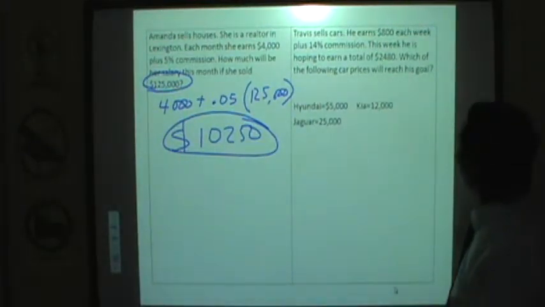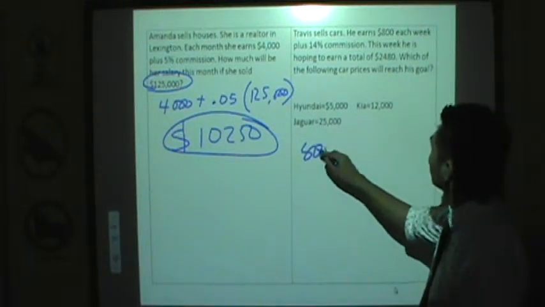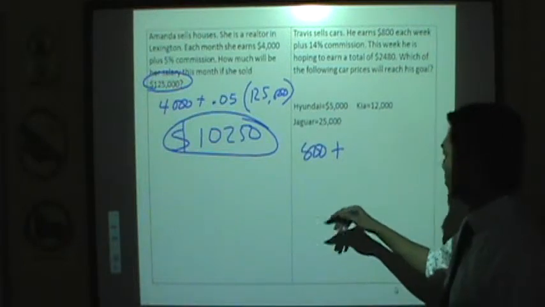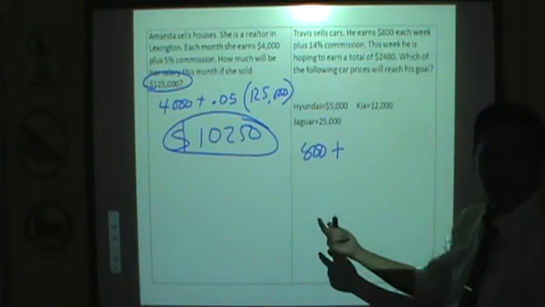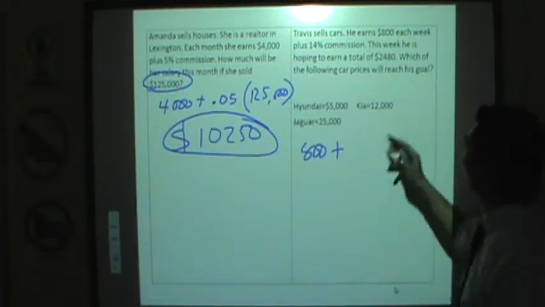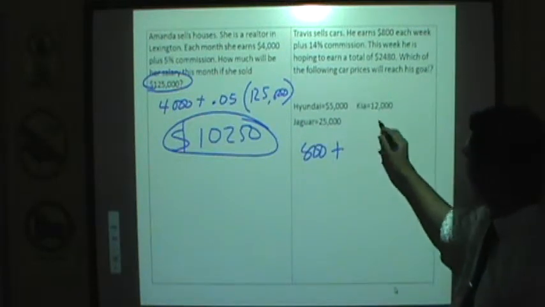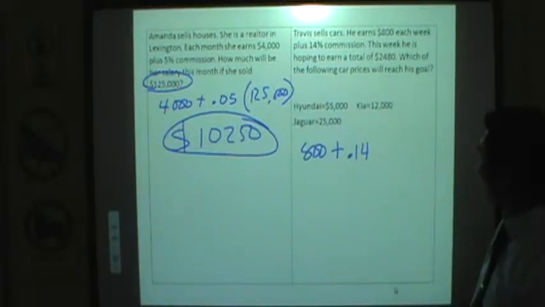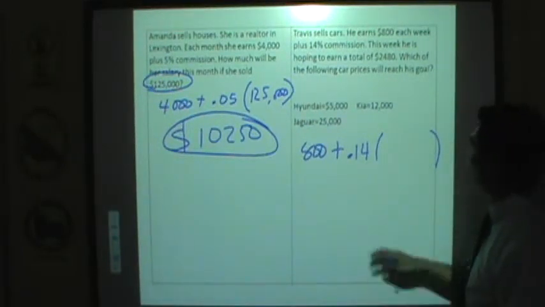Okay. For the second one, Travis sells cars. He earns $800 each week. So $800 each week plus 14%, again 14 over 100, using a calculator, 14 divided by 100, or move the decimal point 2 places to the left, is going to become 0.14 of whatever he sells in this one.